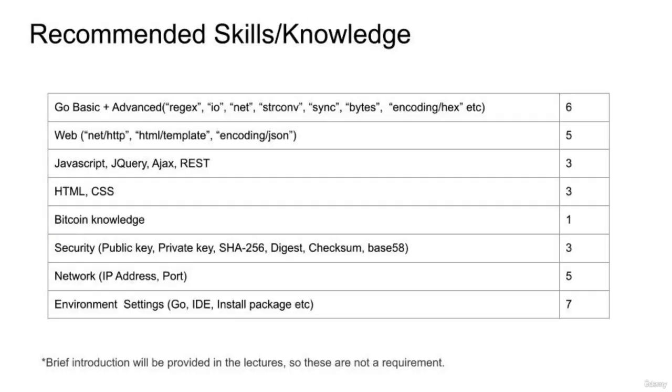Next, we have a list of topics which students should be somewhat familiar with before taking this course. You don't need to be an expert with these topics. On the left-hand side, we have the topic names, and on the right side, we have a number. This number represents how familiar you should be with the topic on a scale of 1 through 10, with 10 meaning you should know the topic very well. At the very top, we have Go Basic plus Advanced.